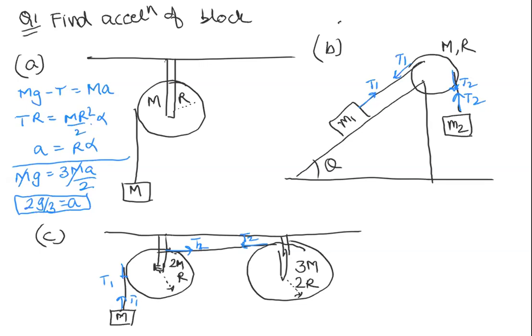इसके लिए T1 minus M1g sin theta is equal to M1A. So I'm assuming that this is A, this is A, this is alpha. In this case, I assume that this is A, this is alpha. Because there was only one torque, I had no need to decide about clockwise and anti-clockwise.